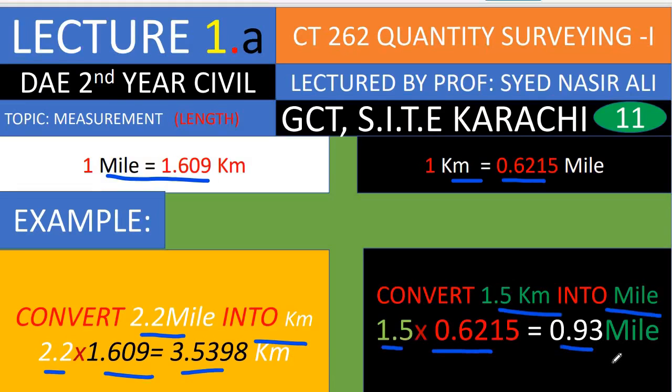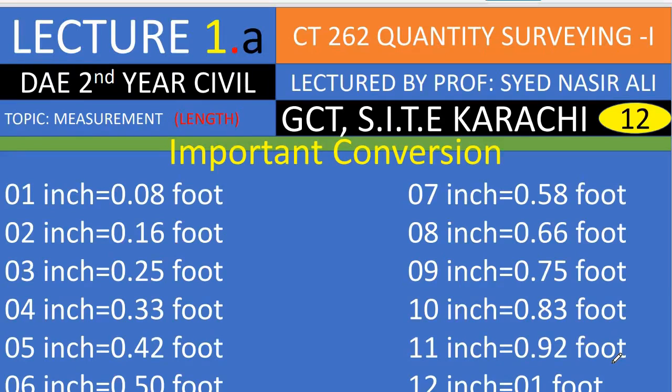Mile to kilometer conversion, 1 mile is equal to 1.609 kilometer. 1 kilometer is equal to 0.6215 mile. Convert 2.2 mile into the kilometer, just 2.2 multiplied by 1.609, we are getting 3.5398 kilometer. 1.5 kilometer into the mile, 1.5 multiplied by 0.6215, and we are getting 0.93 mile.